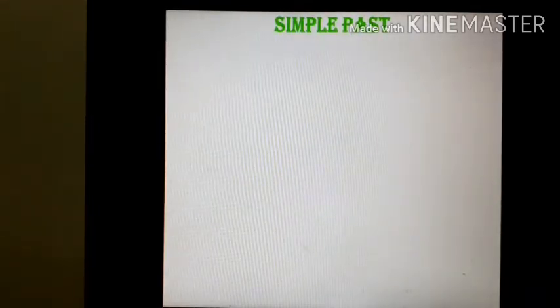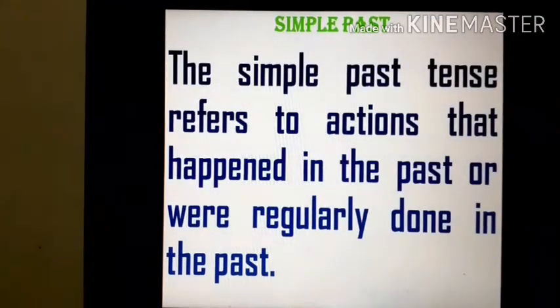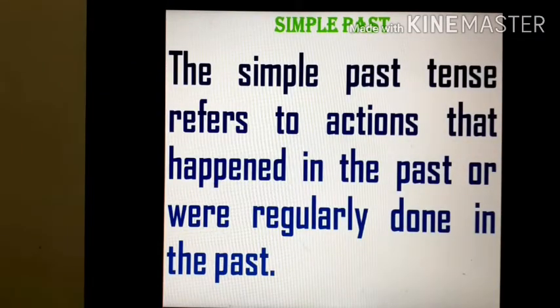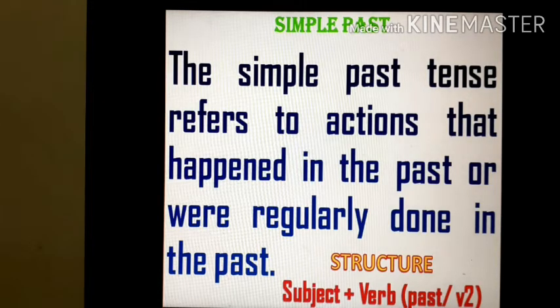Simple past tense. The simple past tense refers to actions that happened in the past or were regularly done in the past. Here goes the structure. We make a simple past tense with a subject and a verb in the past or the V2 form. This simple past tense is used to talk about completed actions in the past.